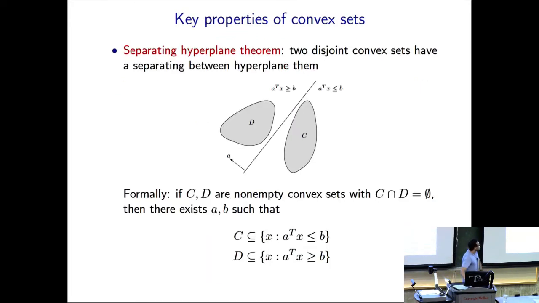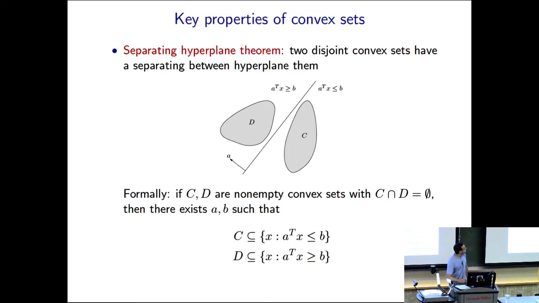Okay, so moving into some more interesting stuff. What are some key properties of convex sets? I would say the key property of convex sets is what we call the separating hyperplane theorem. And it is as follows. If you give me any two disjoint convex sets, so two convex sets that don't have an intersection, then there is a hyperplane that separates them, which means that there is an A and a B, such that if I look at the set of all x for which A transpose x is bigger than or equal to B, that contains one of my sets. And if I look at the set of all x such that A transpose x is less than or equal to B, that contains my other set.